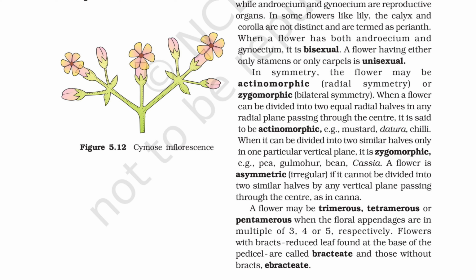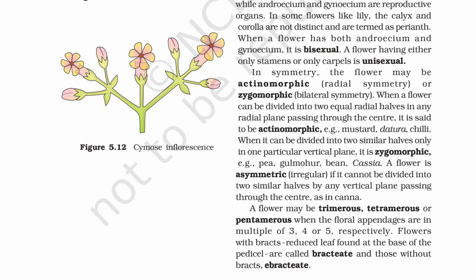When a flower can be divided into 2 equal radial halves in any radial plane passing through the center, it is said to be actinomorphic. Example: mustard, datura, chili. When it can be divided into 2 similar halves only in one particular vertical plane, it is zygomorphic. Example: pea, gulmohar, bean, cassia. A flower is asymmetric, irregular, if it cannot be divided into 2 similar halves by any vertical plane passing through the center, as in canna.